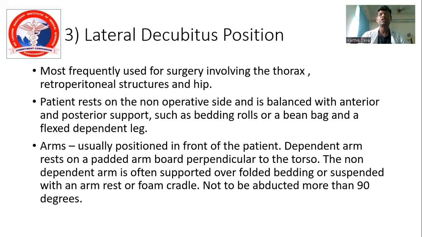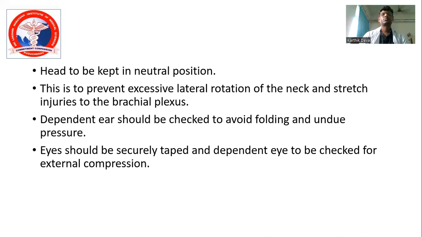The non-dependent arm is often supported over folded blankets or suspended with an armrest or foam cradle, not to be abducted more than 90 degrees. That has to be kept in mind. Head to be kept in neutral position. This is to prevent excessive lateral rotation of the neck and stretch injuries to the brachial plexus.